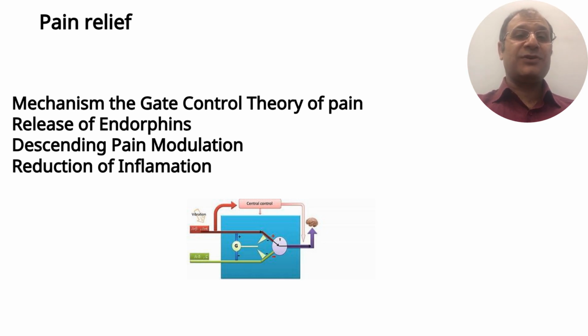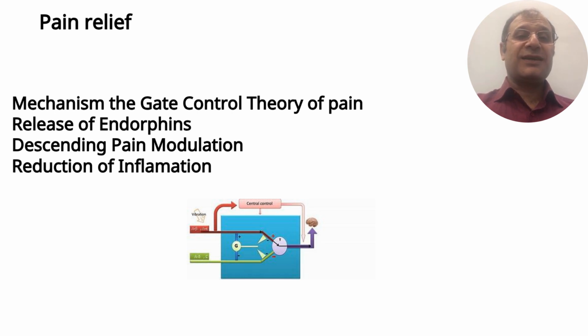The gate control theory explains how non-painful stimuli can block pain signals. The theory, proposed by Melzack and Wall, suggests that electrical stimulation can activate large-diameter nerve fibers, known as A-beta fibers, which inhibit the transmission of pain signals carried by smaller diameter fibers, namely C fibers and A-delta fibers. This inhibition occurs at the spinal cord level, effectively closing the gate to pain signals.